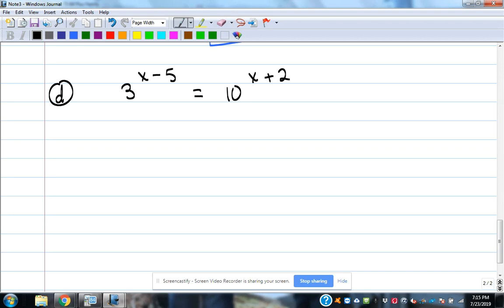Wouldn't be near as difficult as if this 10 were a 9, we could change the base to 3s and work this out, and it'd be a lot easier. But because this is a 3 on the base over on the left side and a 10 on the base on the right side, I can't get the bases the same. So that's when I know I've got to do a logarithm to solve it. Okay, so in order to do the logarithm to solve this, I'm just going to use a natural log of each side.